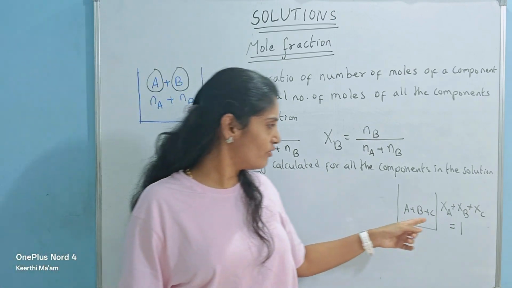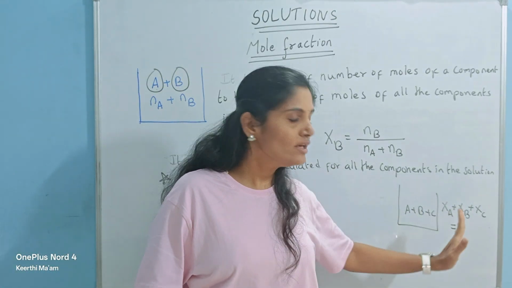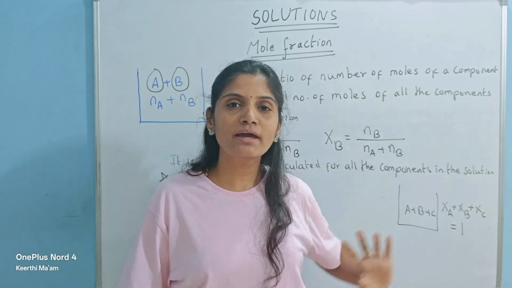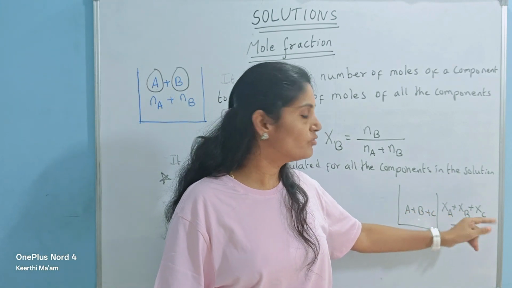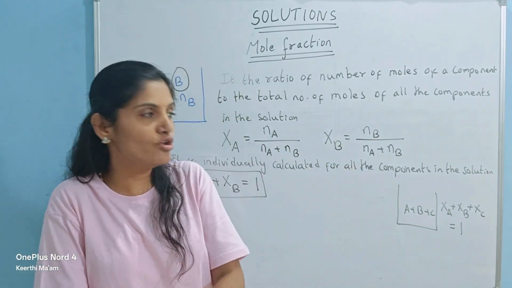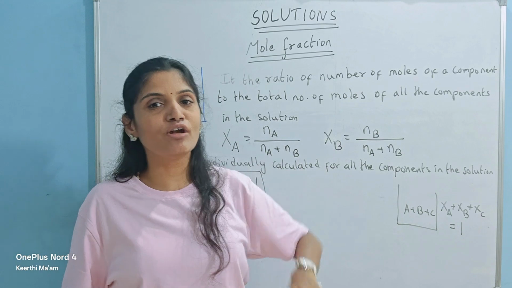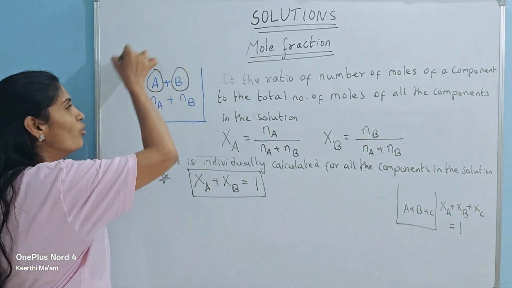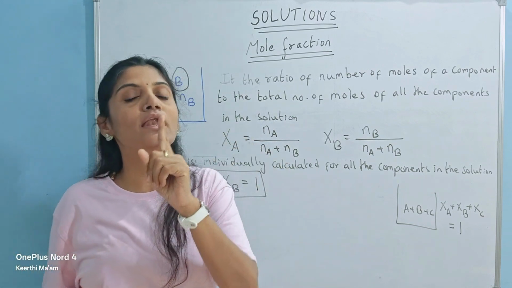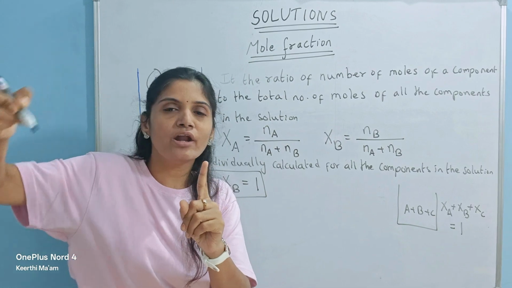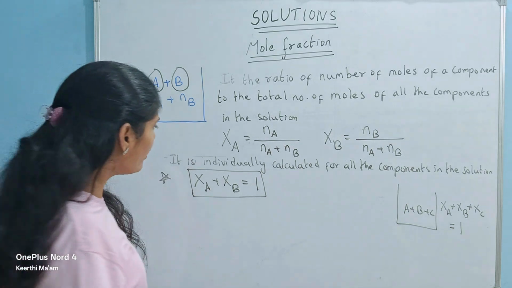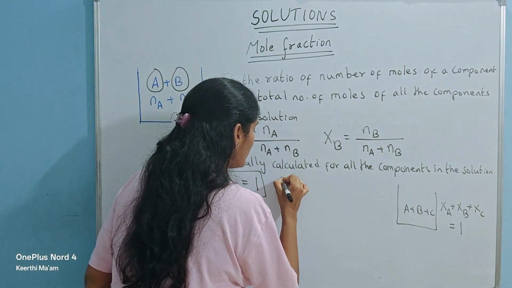For example, if you take the whole as equal to 1, what does that mean? The mole fraction of A can be 0.2, of B can be 0.4, of C can be 0.6. Now if you add the fractions of every component in the solution, the total sum will definitely be equal to 1, because I am taking the whole, the complete solution, as a single unity. So whichever mole fractions contribute to it, the sum of all the mole fractions should always be equal to 1.